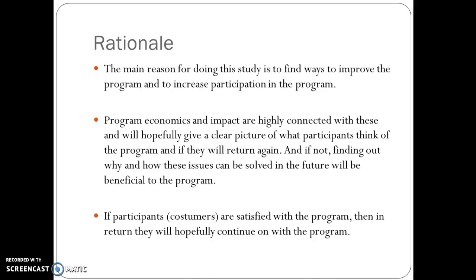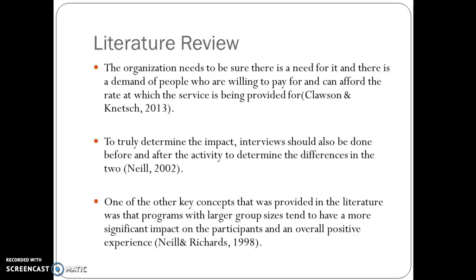The rationale for doing this study. The main reason for doing the study is to find ways to improve the program and to increase participation in the program. Program economics and impact are highly connected with these and will hopefully give a clear picture of what participants think of the program and if they'll return again. If they are not, finding out why and how these issues can be solved in the future will be beneficial to the program. If participants or the consumers are satisfied with the program, then in return they'll hopefully continue on with the program week after week or even year after year if they continue to offer it.